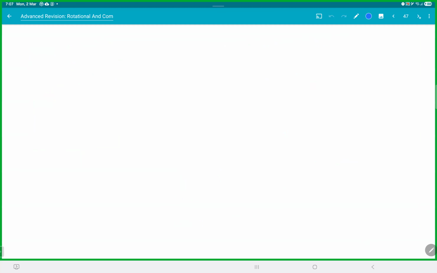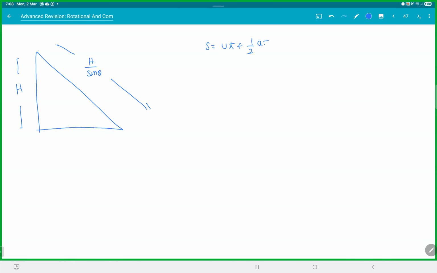Yeah, you know a and alpha. Then what? Unfortunately there's no direct relation between them. So this is height h, and this length will be h by sine theta. I can use kinematics: S is equal to ut plus half at square. The displacement is h by sine theta, initial speed is 0, and acceleration will be a, which we just found out. From here we get the time. This is the time taken to reach the floor. Once we get the time, I can use omega final is equal to omega initial plus alpha t.